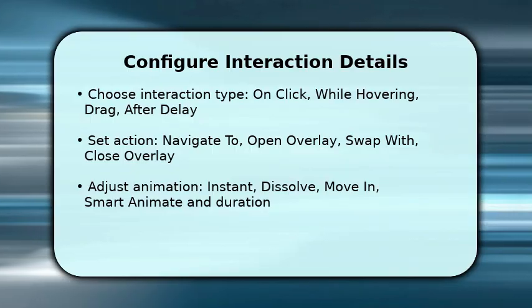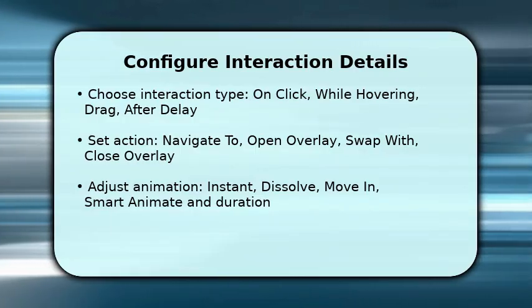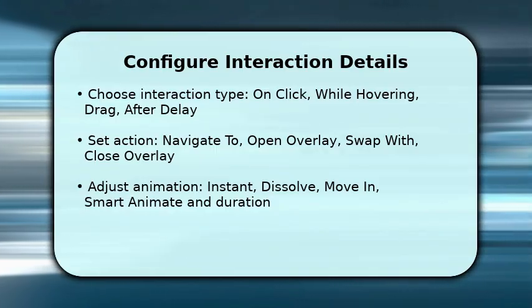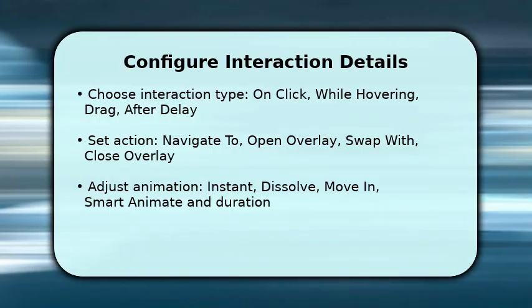Next, set the action to navigate to or open overlay depending on whether you want a full-screen switch or a floating panel. After that, pick an animation, Smart Animate for smooth motion or Instant for immediate jumps, and set the duration to match your design rhythm. Make sure easing feels natural for users.